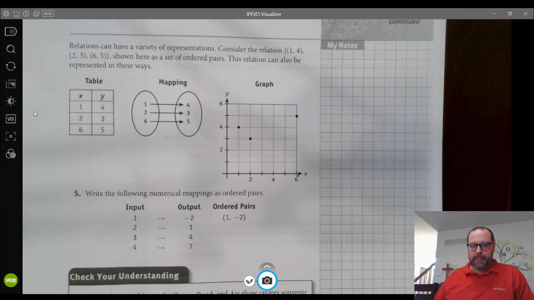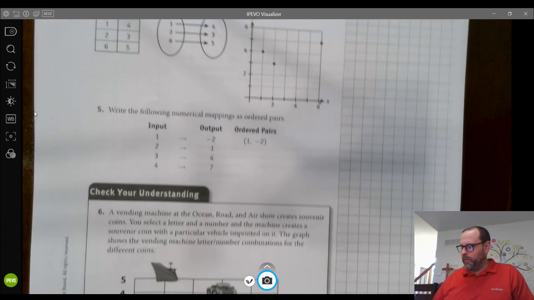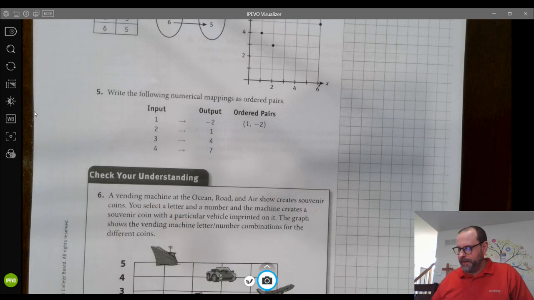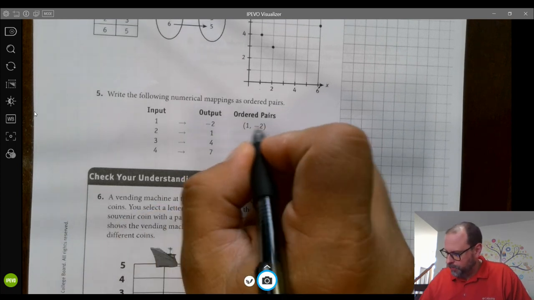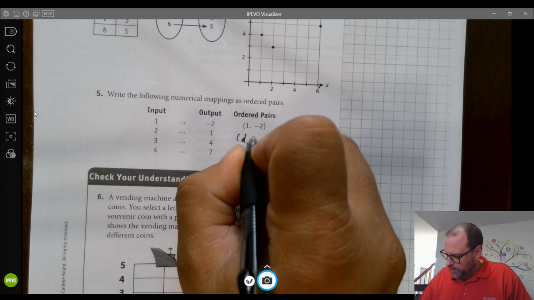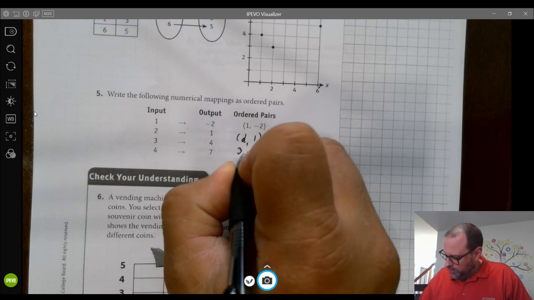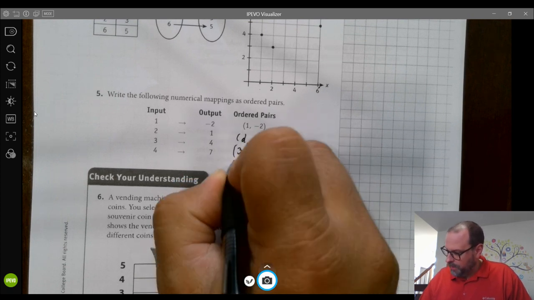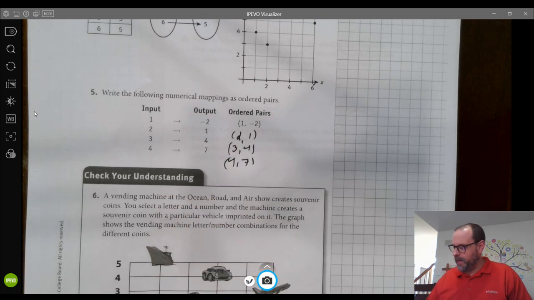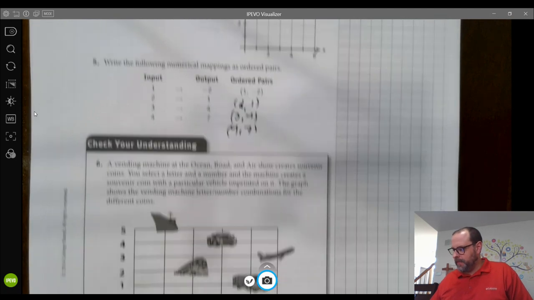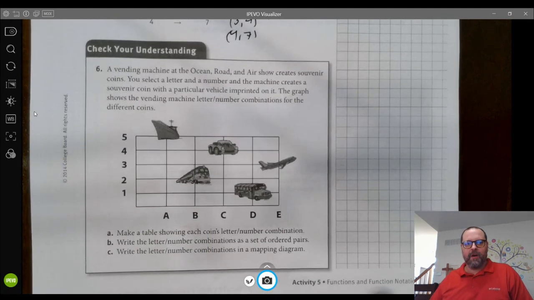Okay? So here they're saying, all right, well, what if I had a mapping? How would I write it as an ordered pair? Well, they show the first one, 1 comma negative 2, 2 comma 1. There's 3 comma 4, and 4 comma 7. Okay, so it's just a way that you can write those out. Okay, all right, take a second here and pause and do the check your understanding. So I'm assuming you're pausing. I'm going to keep going. I'm not going to pause.